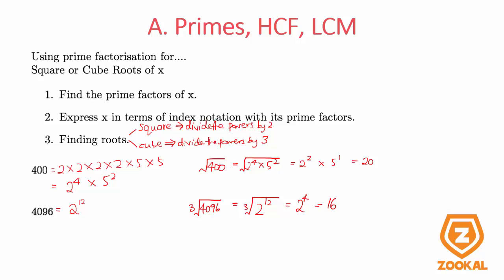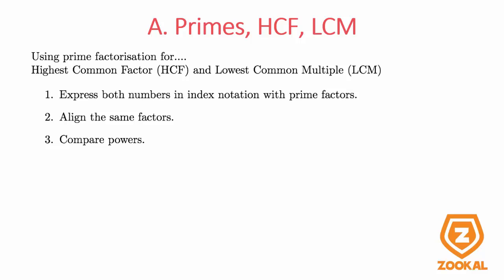That is how you use prime factorization for square or cube roots. When we use it to find highest common factor or lowest common multiple, these are the other set of steps that we use to find HCF or LCM. So we express your numbers in terms of index notation with prime factors, and then we align the same factors. Now, this step is not necessary but helpful to determine the powers that we need to be taking.